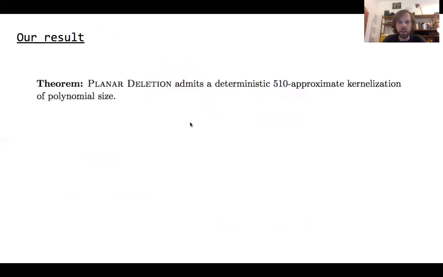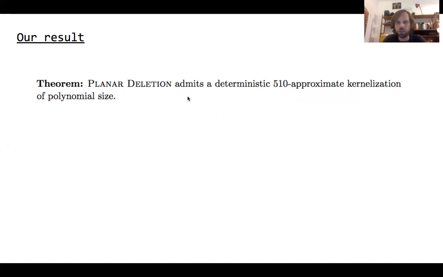After this introduction, I'm ready to present our main result, which says that planar deletion problem admits a deterministic constant factor approximate kernelization of polynomial size. For me, the main importance of this result is that while planar deletion might seem hard for a kernelization framework alone and hard for approximation framework alone, we show that it is amenable to both frameworks together.